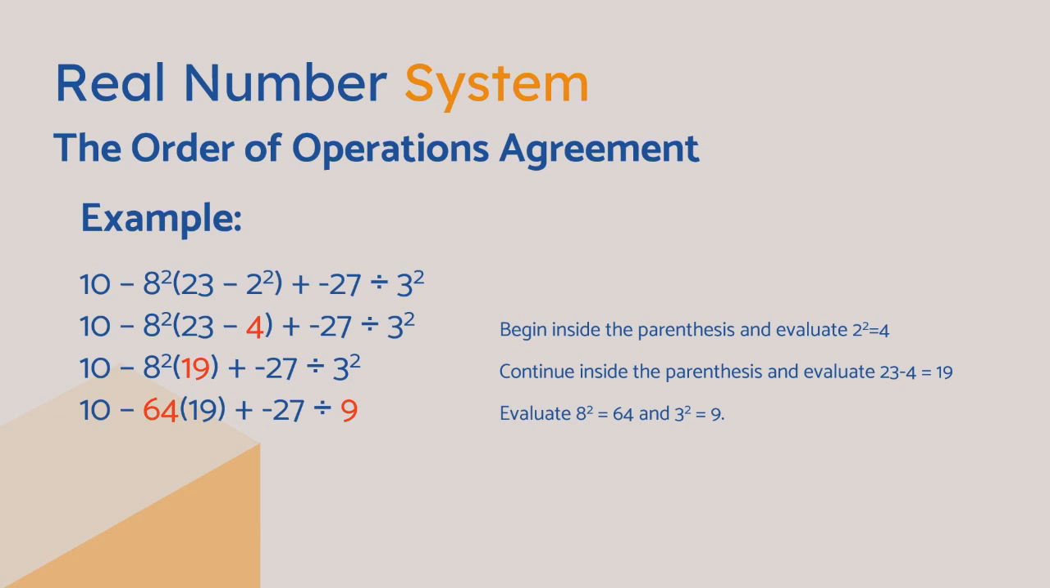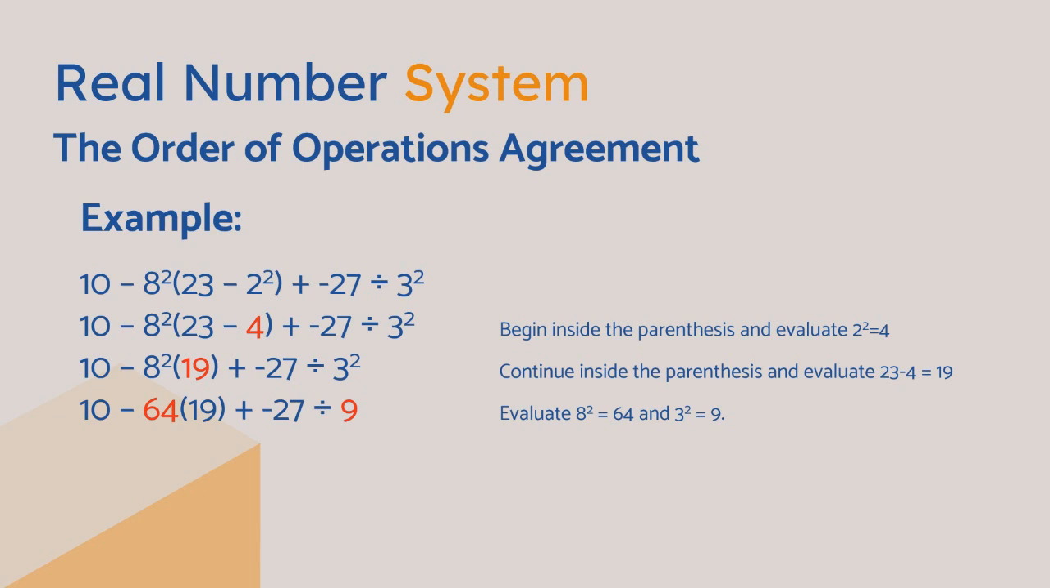After the exponents, we will have MD, that is multiplication and division. We're going to evaluate from left to right. Whichever comes first, we perform either multiplication or division. Here we have 10 minus, so this is not what we're looking for here. This is not our concern. We have 64 times 19. So this is the first encounter that we have. So we need to perform the multiplication here, 64 times 19. Plus, meaning this is not our concern, negative 27 divided by 9. So here again, we need to perform negative 27 divided by 9 second.